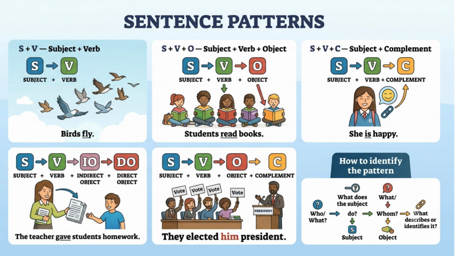Today we are going to explore the 5 basic building blocks used to create sentences in English. We will learn how to identify subjects, verbs, objects, and complements to see how they fit together. To start off, the simplest pattern is subject plus verb, where you just have a person or thing doing an action. Can you think of a very short sentence that only has a subject and an action?